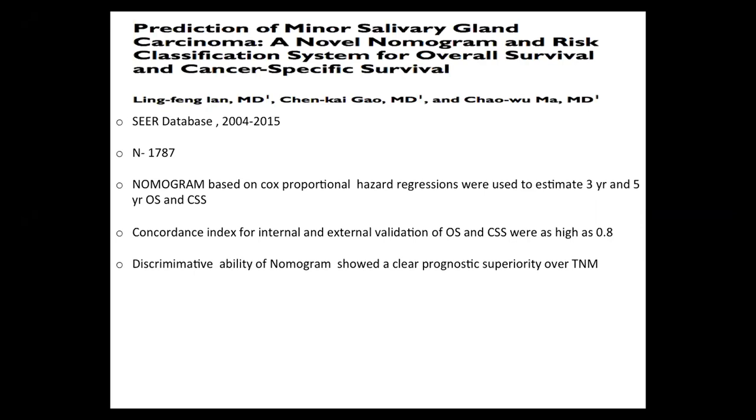But yes, they made a nomogram for 1,700 odd patients. They estimated 3 and 5 year overall survival and cause-specific survival. And the concordance C index for internal and external validation was 0.8. Something which is more than 0.7 is found to be quite significant. This was 0.8. Apart from the C index, the discriminatory ability of the nomogram was clearly superior to TNM. We'll go further and see how it is.